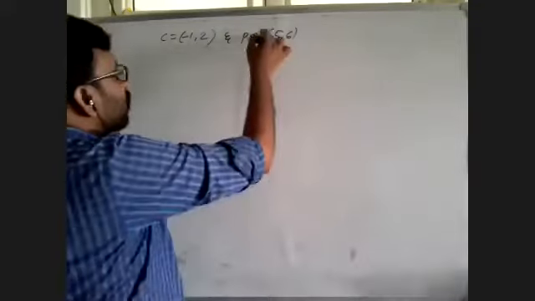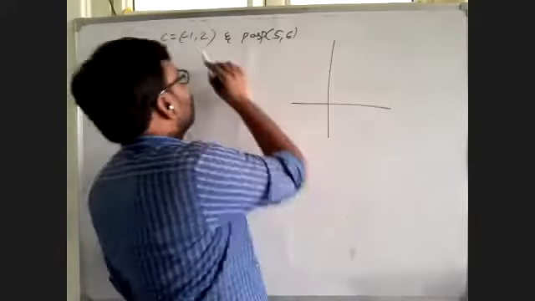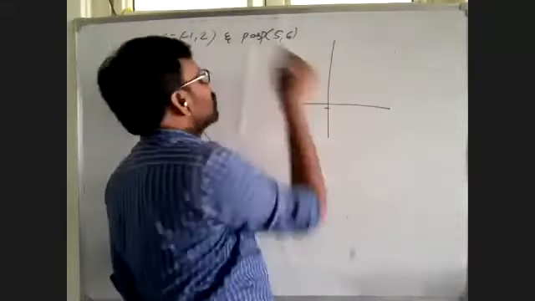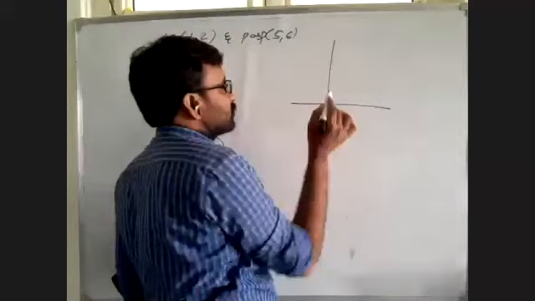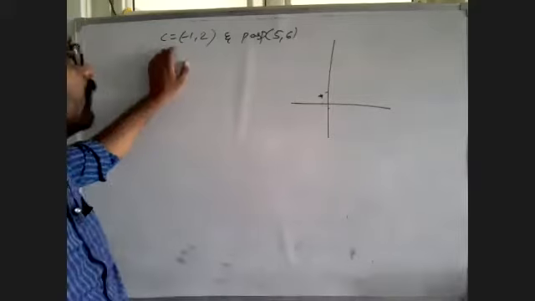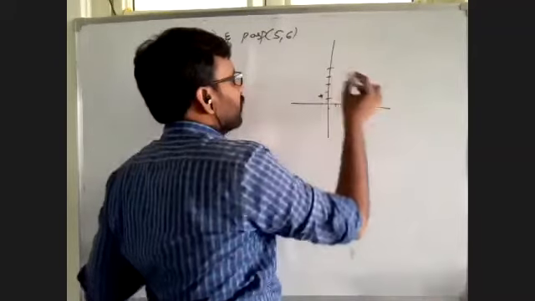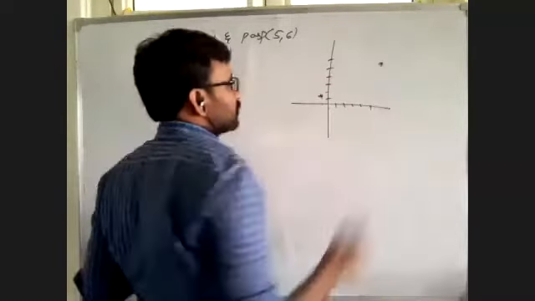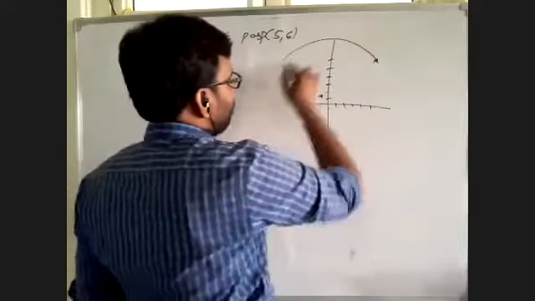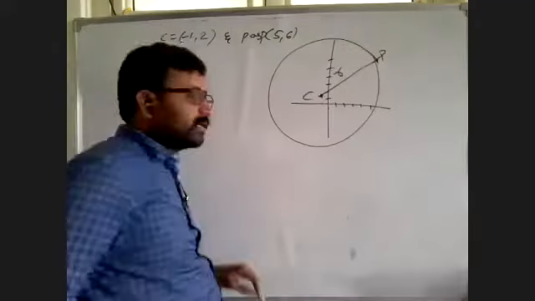This is the point P, and this is center. See here, minus 1 comma 2. 2 is on y-axis, minus 1 is on x-axis. So this is the point, this is center. And the point is 5 comma 6. 1, 2, 3, 4, 5; 1, 2, 3, 4, 5, 6. So this is the point which the circle is passing. Then the circle will be like this, and this is center, this is point, and CP is clearly radius.